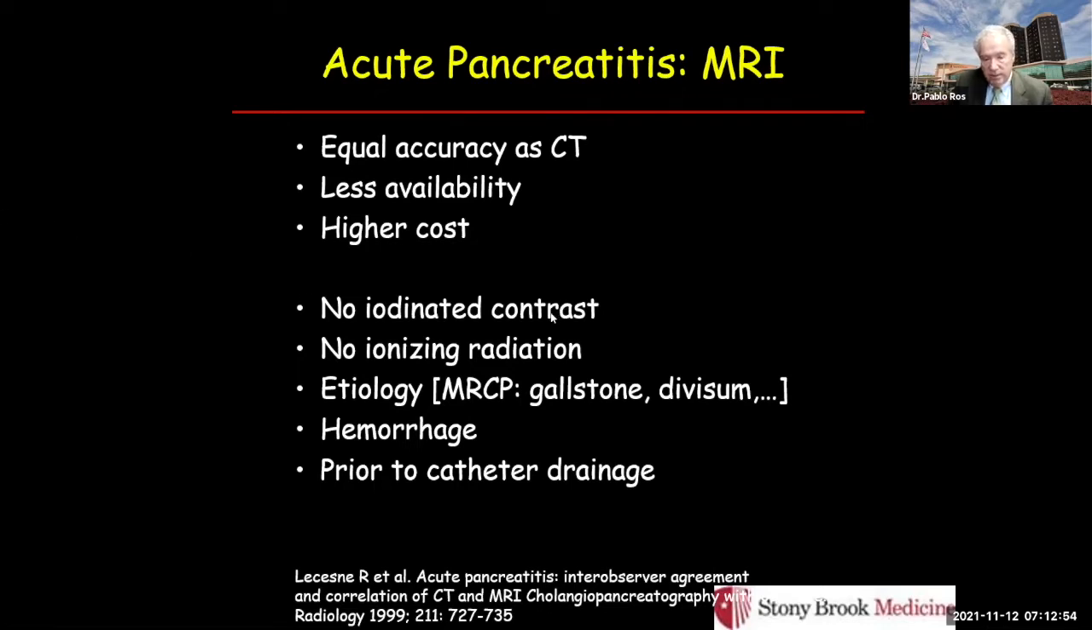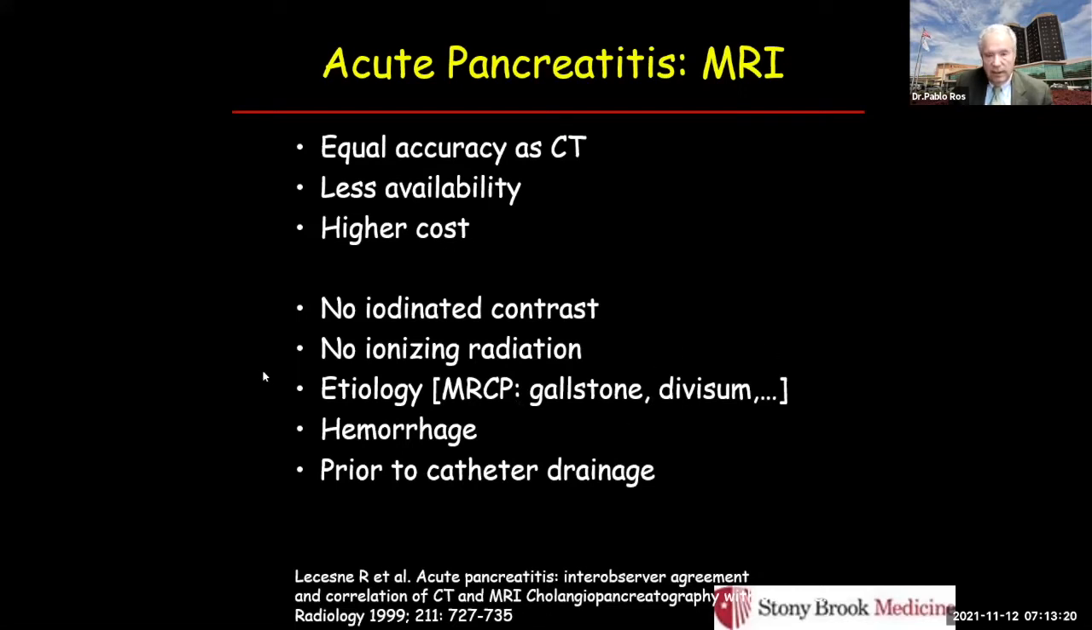Advantages: no contrast in patients that are really with severe demonstrated allergies to contrast, no ionizing radiation, and obviously you can be better at the etiology of the pancreatitis, because something that CT is not so good, but MR is excellent, is to study the biliary tree, and then you have an MRCP component in the evaluation of pancreatitis, and you can see gallstones, pancreas divisum.